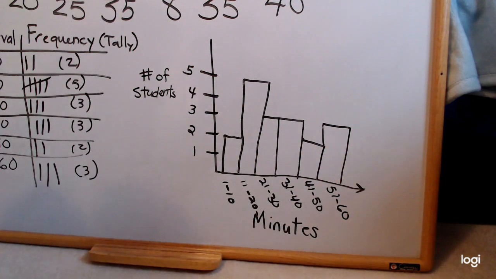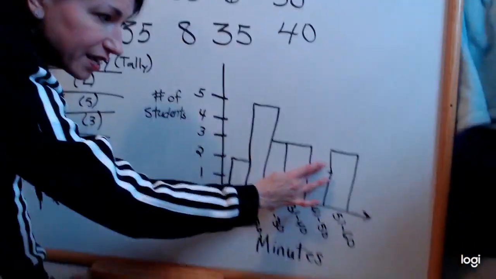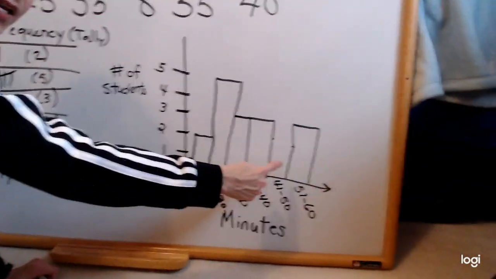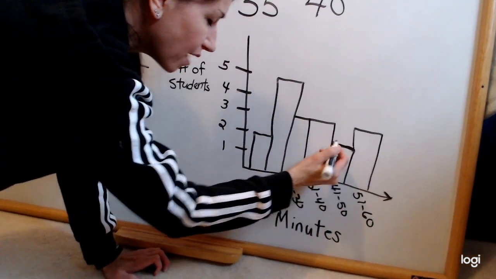Now, let's say that one of these didn't get any tally marks. You would just skip a space and leave that blank in your chart. If there was no 41 to 50, I would have a blank spot to show nobody does that. But that wasn't the case for us. That was a 2, so I'm going to put my line back.